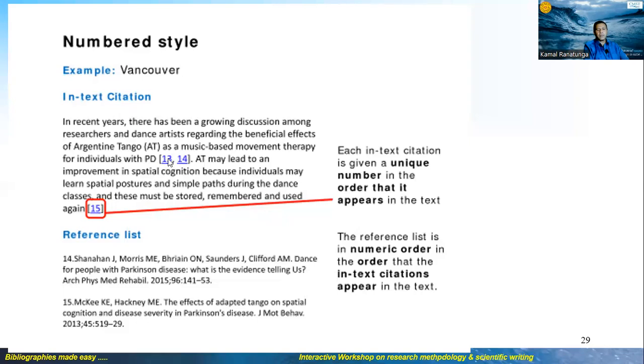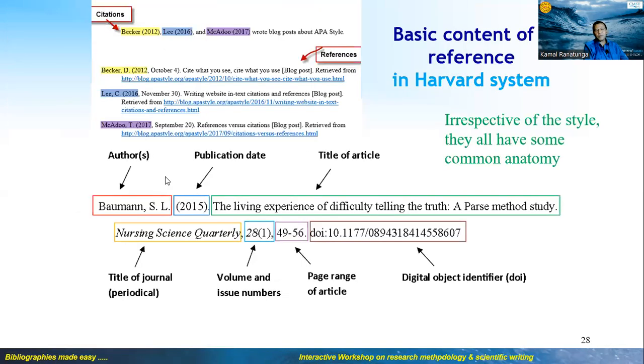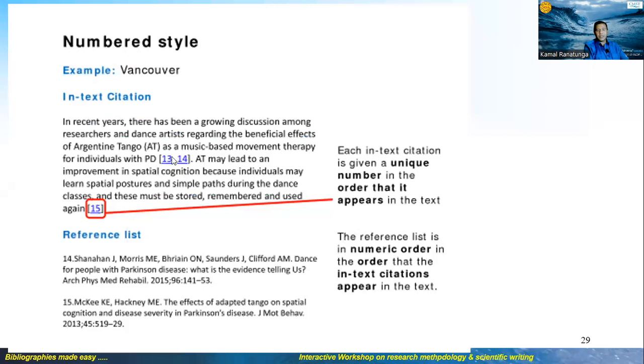If it is in Word or even online, you just click here and you can go to the reference directly. That's why they have hyperlinked. In most recent publications, these author names or in-text citations are actually hyperlinked. You just need to click and it will direct you to the citation. Even in Word, you can have these hyperlinks. So that is the example from Vancouver.